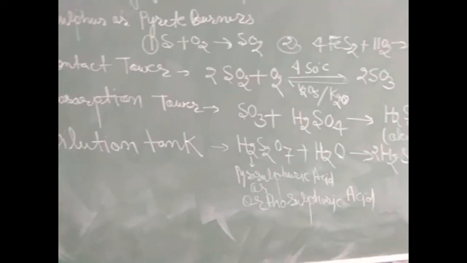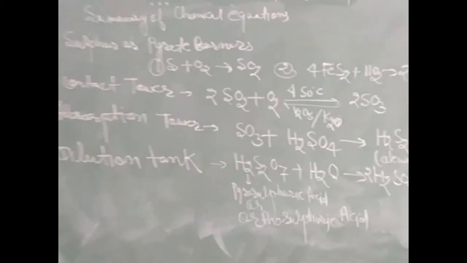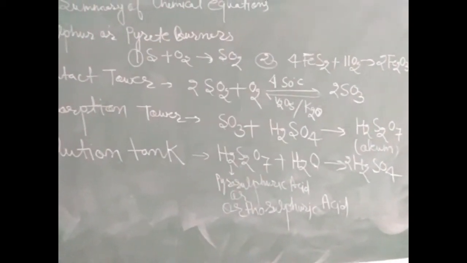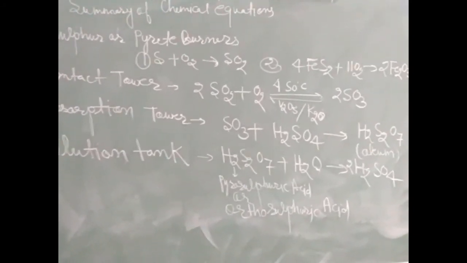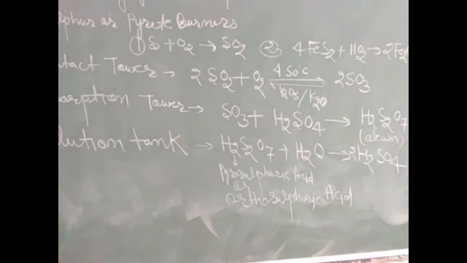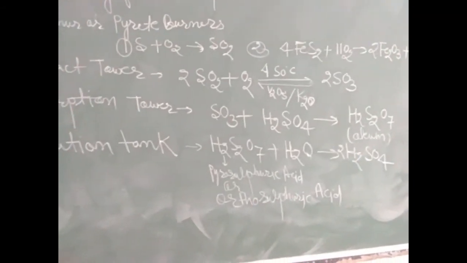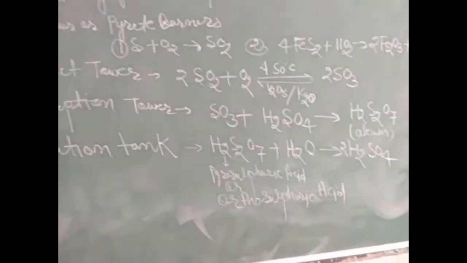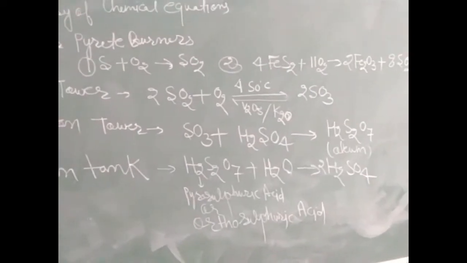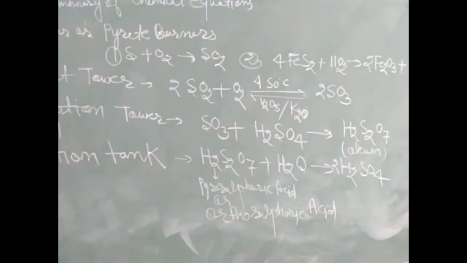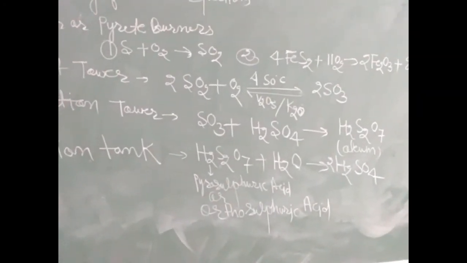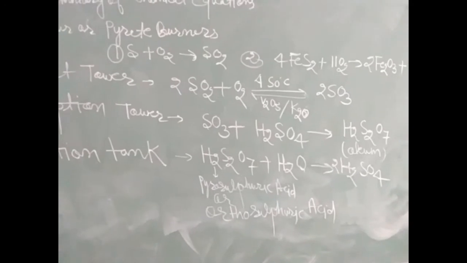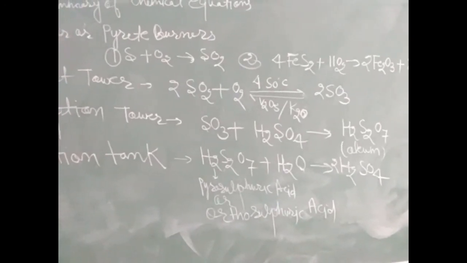In the absorption tower, when sulfur trioxide is passed over concentrated sulfuric acid, oleum is formed, that is H2S2O7. Another name of oleum is pyrosulfuric acid.